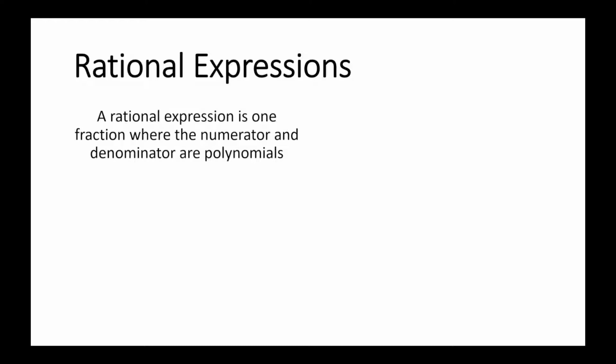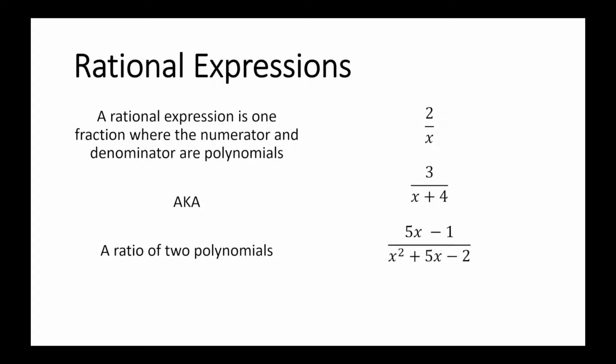What are rational expressions? Rational expressions are fractions where both the numerator and the denominator are polynomials. Another way to think of these expressions is as a ratio of two polynomials. So here are some examples: 2 over x, 3 divided by x plus 4, and the more complicated 5x minus 1 divided by x squared plus 5x minus 2.